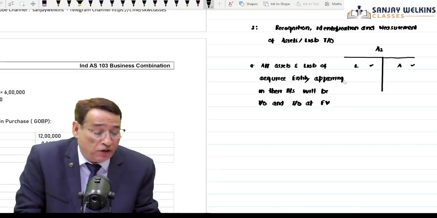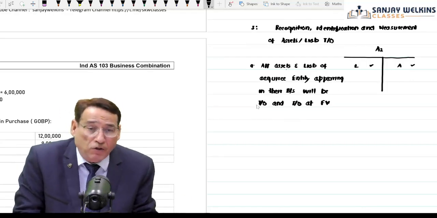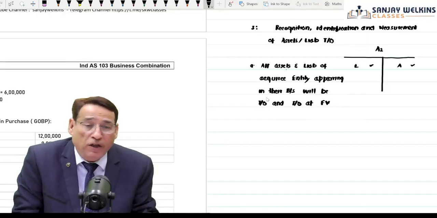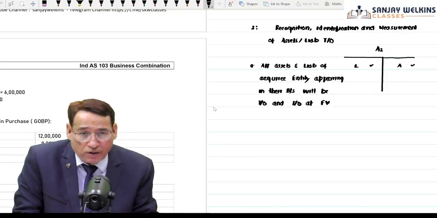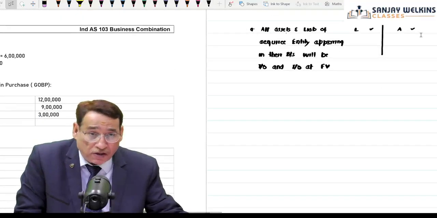And your entry will be assets account debit to liability account. Is it clear to you or not? It is as simple as that.